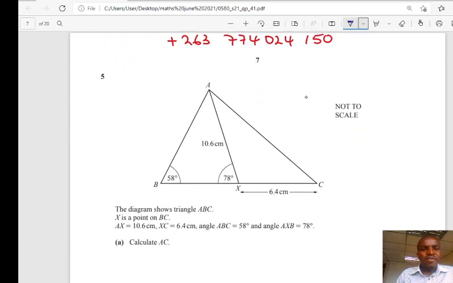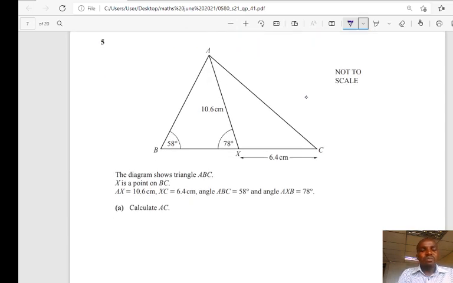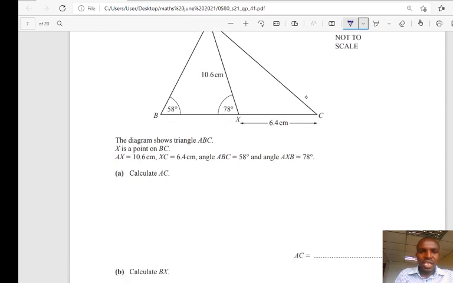Next, question number 5. The diagram shows triangle ABC. X is a point on BC. AX is 10.6 centimeters, XC is 6.4 centimeters. Angle ABC is 58 degrees, and angle AXB is 78 degrees. Everything is there on the diagram. Calculate AC. These are 4 marks.